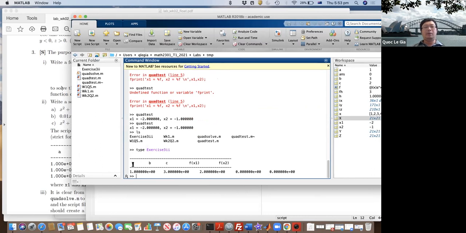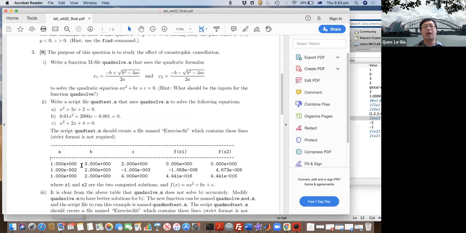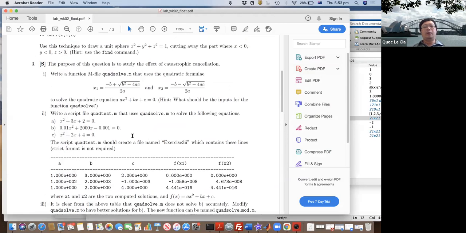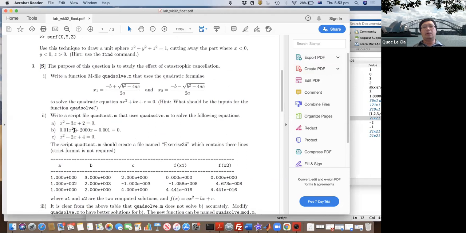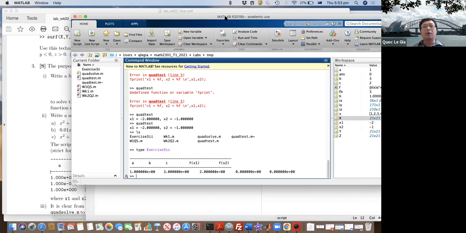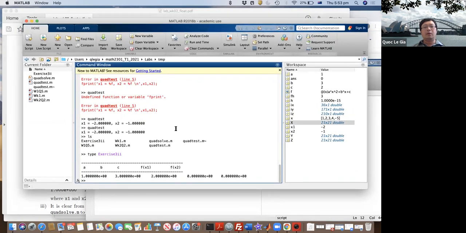So ABC, well, you have to adjust the output, you know, make it look nicer. Let's say this is A, this is B, this is C, this is f of x1, this is f of x2. Okay, so we printed out the first line of the table. Yeah, so you can repeat the command to print out another lines of the table. Okay.